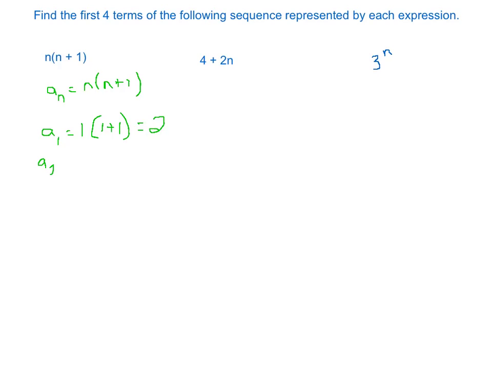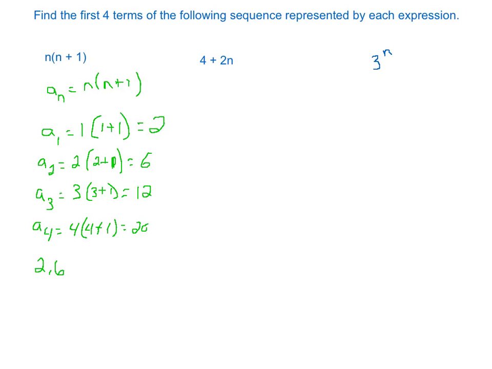If you wanted to find the second term, wherever you see an n, you're going to plug in the number 2. So in parentheses, 2 plus 1 is 3. 3 times 2 is 6. If we want to find the third term, again, wherever you see an n, we're plugging in 3. So in parentheses, 3 plus 1 is 4. 4 times 3 is 12. The fourth term, wherever you see an n, plug in a 4. So in parentheses, 4 plus 1 is 5. 5 times 4 is 20. So the first four terms in this sequence are 2, 6, 12, and 20, dot, dot, dot.